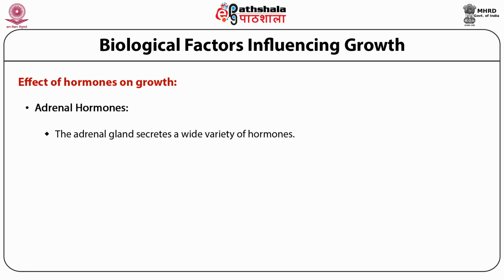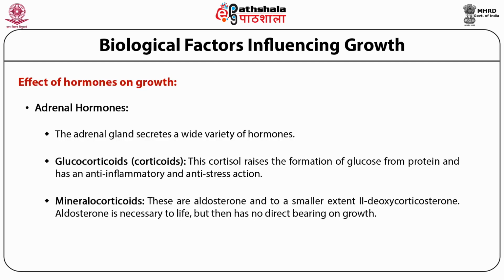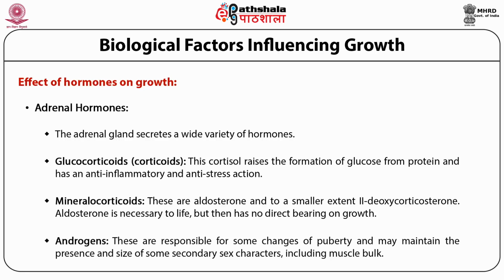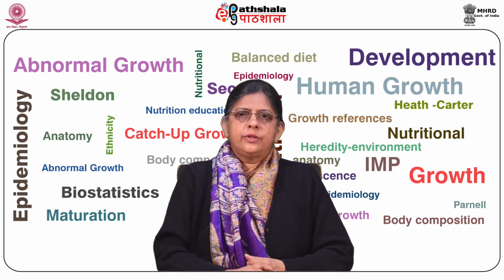mineralocorticoids, and androgens. Glucocorticoids, also called corticoids, such as cortisol, raise the formation of glucose from protein and have an anti-inflammatory and anti-stress action. Mineralocorticoids are aldosterone and, to a smaller extent, 2-deoxycortisone. Aldosterone is necessary to life but has no direct bearing on growth. Androgens are responsible for changes of puberty and may maintain the presence and size of some secondary sex characters, including muscle bulk. Let us learn about testosterone and estrogens.